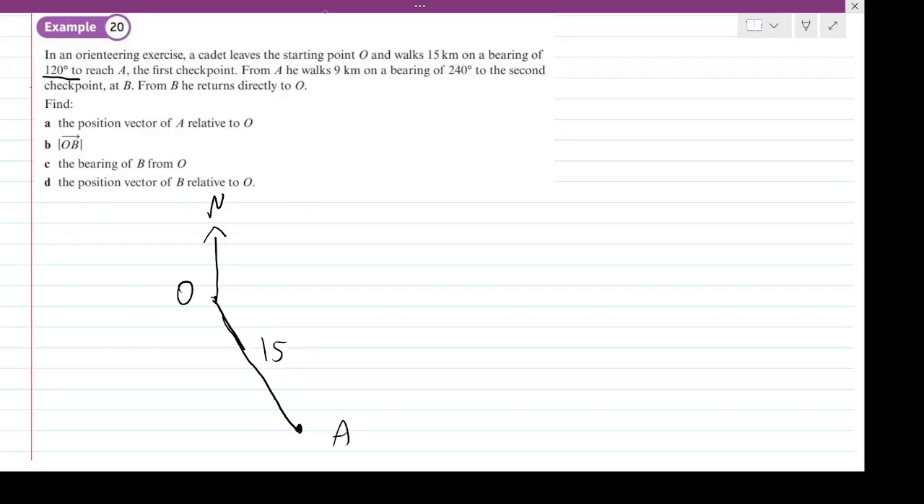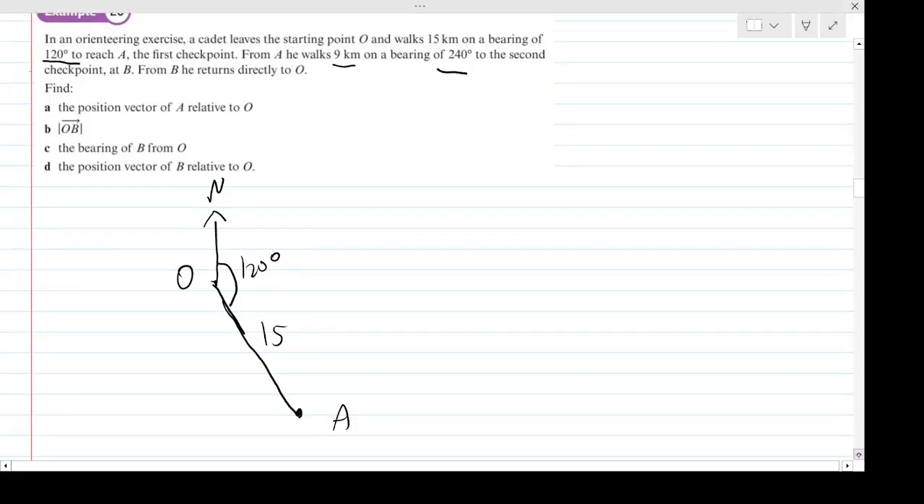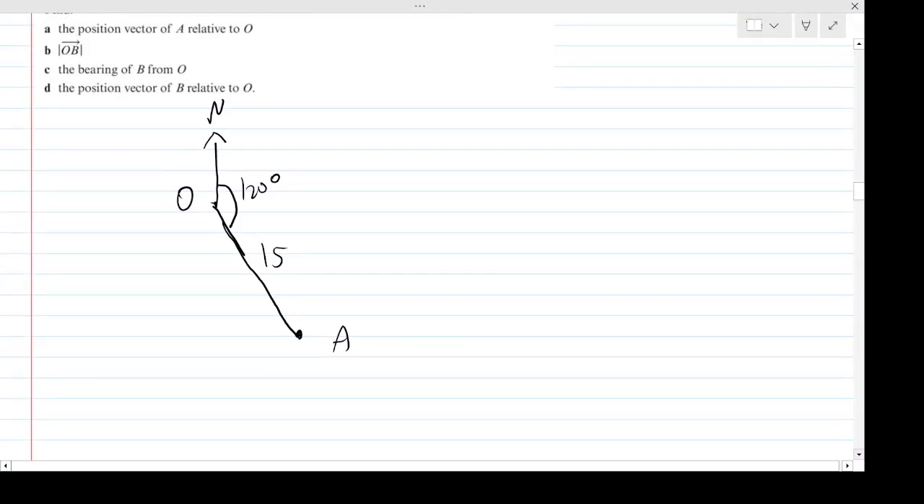Cool. Right, so that'd be 120. Then we are told from A, he walks 9 kilometres on a bearing of 240. So again, at A we have a north line, then 240, well 180 would be halfway here. So we need another 60 degrees. So it'd be something like this, another 60. So 180 and 60 will get me 240 overall.